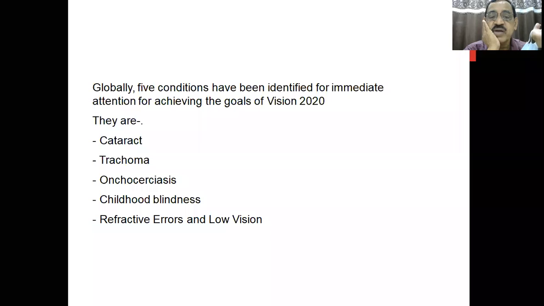Globally, we have around 5 conditions which have been identified for immediate attention for achieving the goals of Vision 2020, which are causing the major chunk of blindness. The first and foremost is cataract, the second one is trachoma, and the third one is onchocerciasis, then childhood blindness, and refractive errors and low vision. These are the 5 conditions which are making a major contribution towards blindness in the world.